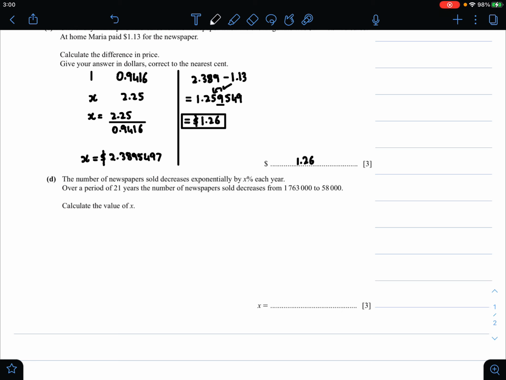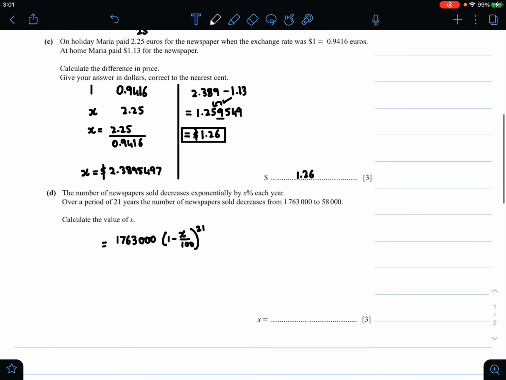the following to 58,000. So this would be our principal amount, because that is the original, what you used to sell originally. So 1,763,000 would be your principal amount multiplied by, now as I said, in this case it's decreasing exponentially, so your formula would be 1 minus r by 100, and in this case r, as they've given us, is x. So let's leave it as x raised to, they said, 21 years, and it is equal to 58,000.